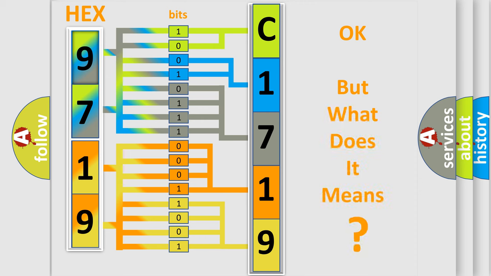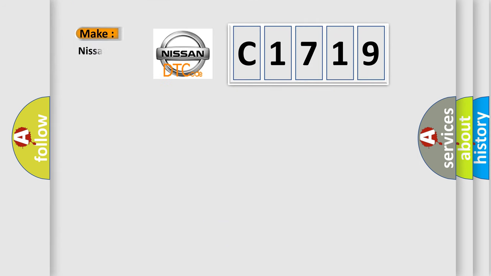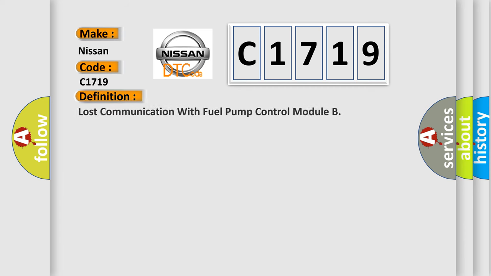The number itself does not make sense to us if we cannot assign information about it to what it actually expresses. So, what does the Diagnostic Trouble Code C1719 interpret specifically for Nissan car manufacturers? The basic definition is lost communication with fuel pump control module.